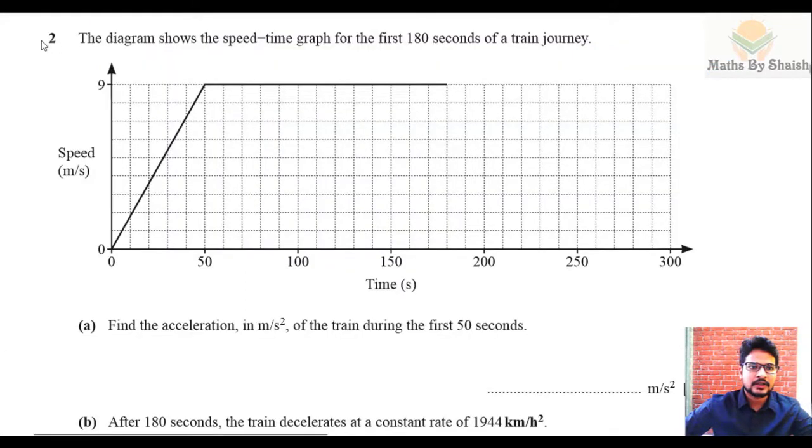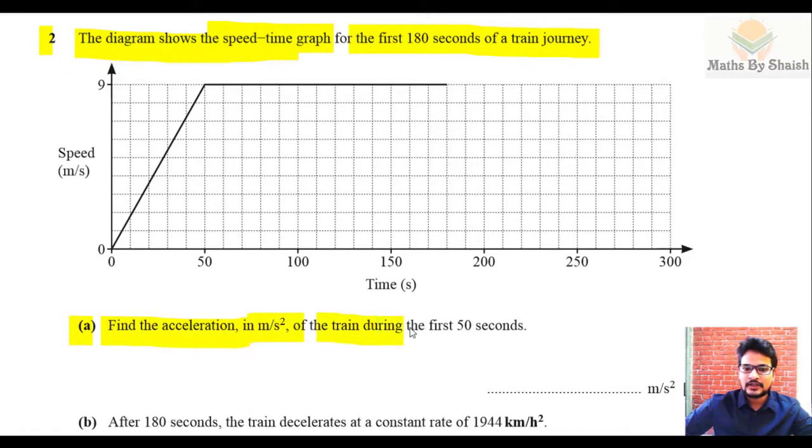Here's the second question. The diagram shows the speed time graph for the first 180 seconds of a train journey. First part is find the acceleration in meters per second squared of the train during the first 50 seconds. So for the first 50 seconds we can see this from here to here, and acceleration in the speed time graph is the gradient of the line, gradient of the graph, whatever.